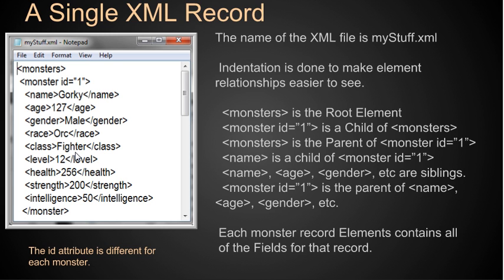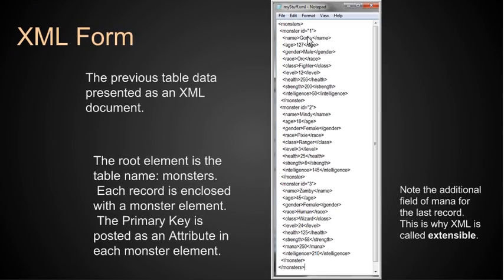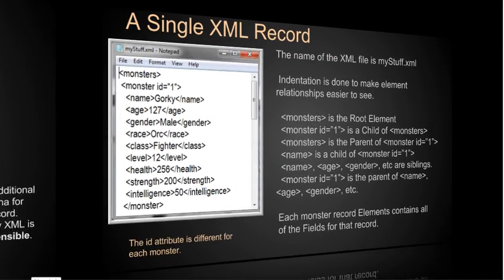So the important terminology here is what's a parent, what's a child, what's the root, and who are siblings here. And of course, knowing what an attribute is. Each monster record element contains all the fields for that particular record inside monster. The ID attribute is different for each monster, and that uniquely and minimally identifies it. I'm going back intentionally here so we can see the ID attributes on each one of these is unique. So it'll be an easy way to find each monster record when we get into it.